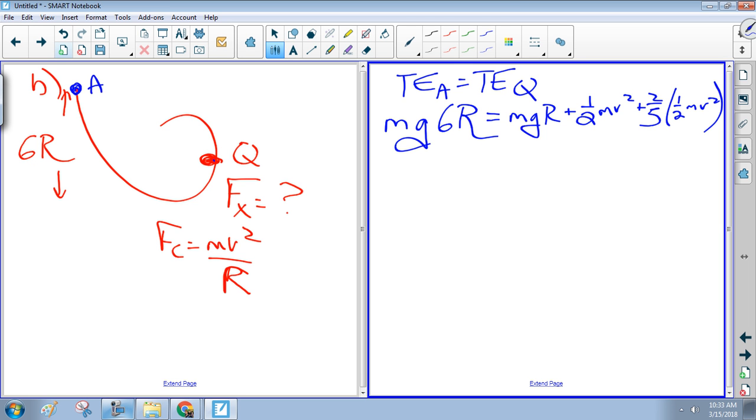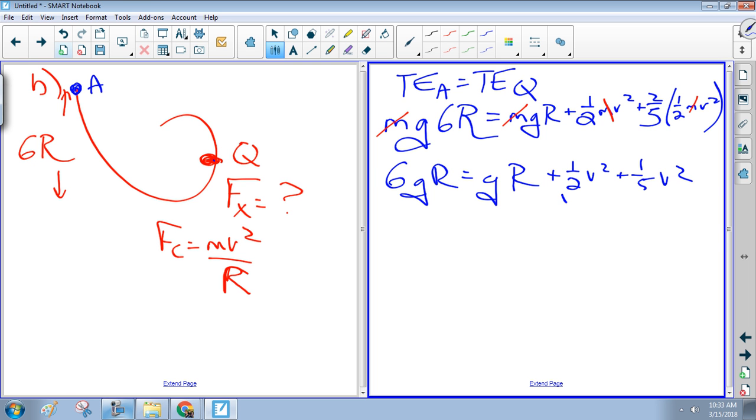So let's simplify. The m's all cancel out. Do the g's cancel again? They don't. Darn it. Okay, so I'm looking at 6gr equals gr plus 1/2 v squared plus 1/5 v squared. If you're keeping score, this is 7/10, so that's 0.7 v squared, right? Subtracting gr from both sides gives you 5gr. Good?